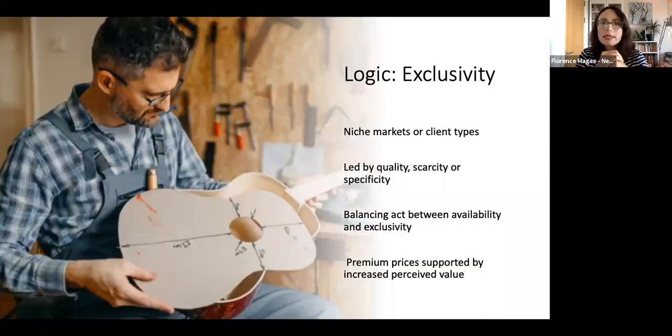The logic for it is exclusivity. So we're talking a more niche, more specific client type. People would be looking for something that is rare, that is specific, that is led by quality, that has a premium value to it. And finding a balance between being available and being seen in shops or in fairs and stuff like that, and keeping this level of exclusivity so that you can charge a bit more will be important.